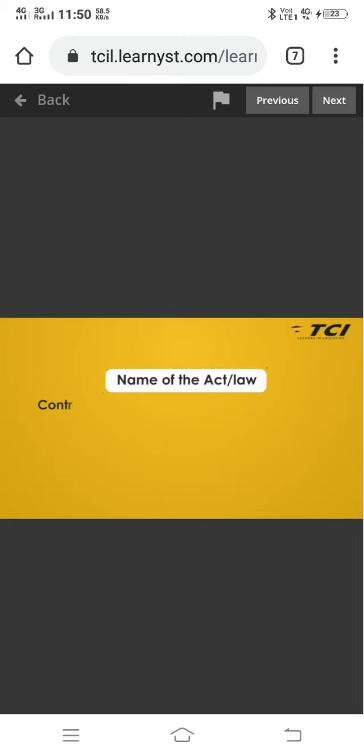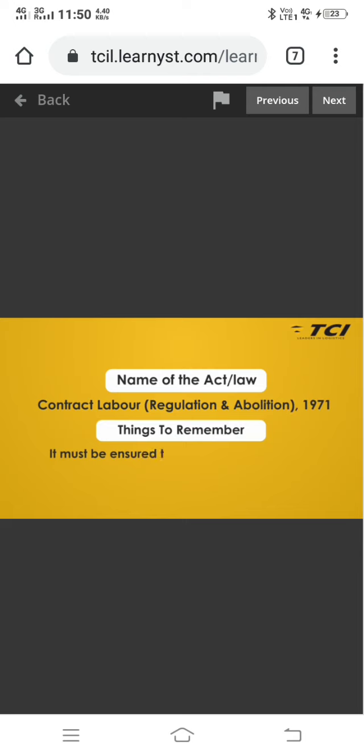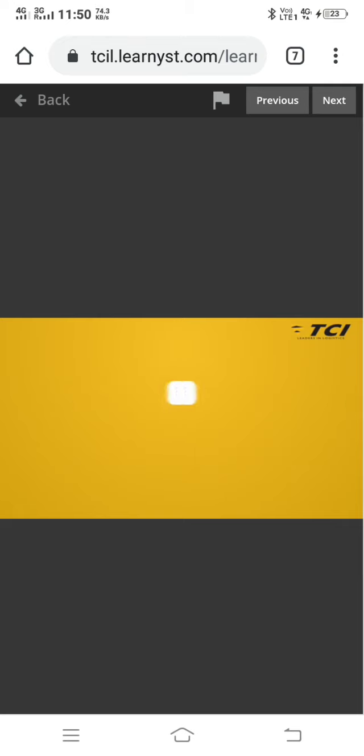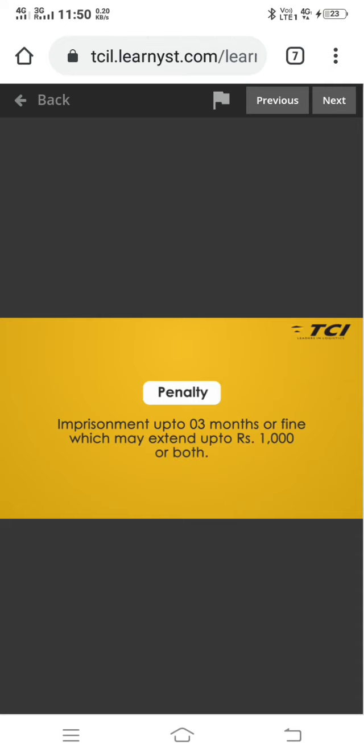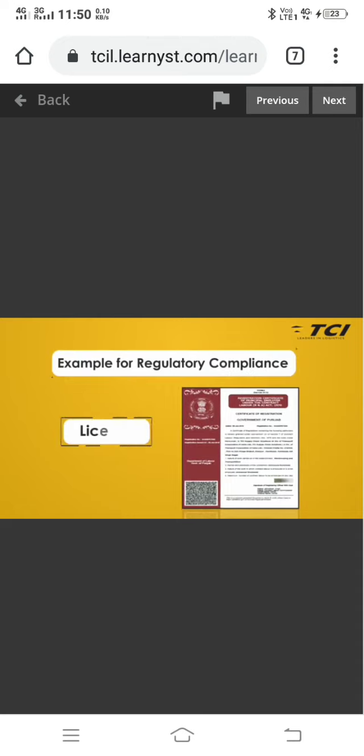Under the Contract Labour Regulation and Abolition Act of 1971, it must be ensured that the contractor who is employing equal to or more than 20 people has a valid license in his name. Penalty for the absence of the same is imprisonment up to 3 months or fine, which may extend up to rupees 1,000 or both. Here is an example of the Contract Labour License.